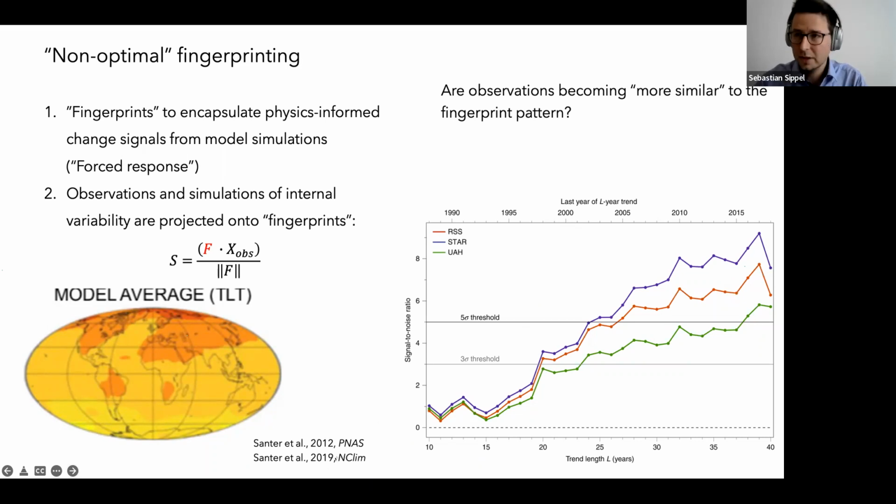And the title of this 2019 Nature Climate Change paper, or one of the statements, was that the climate change signal in temperature is now exceeding a 5 sigma threshold against the noise of internal variability.